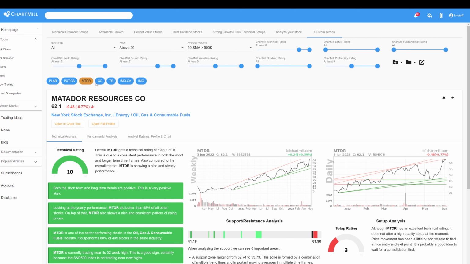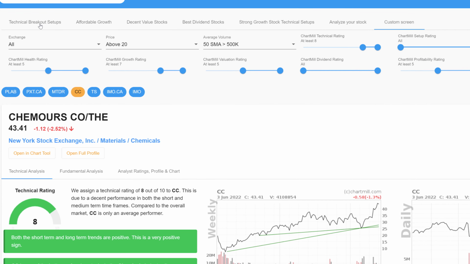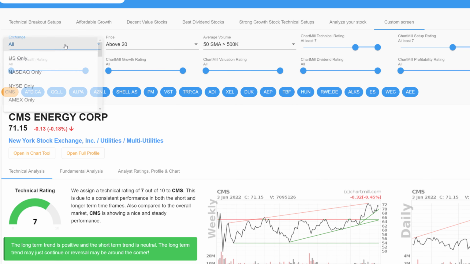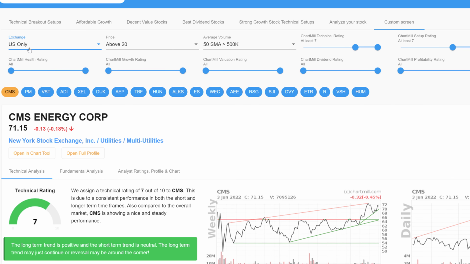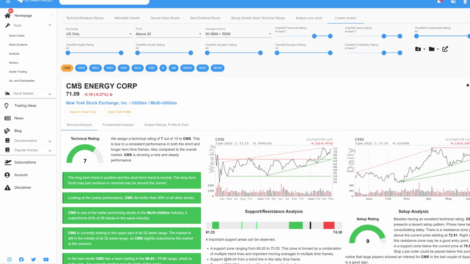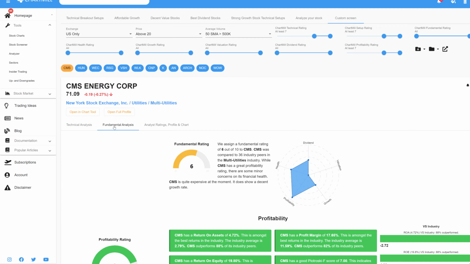Or you may start with the technical breakout setups where you specify via the custom screen that you only want US companies with decent profits. Select US only, and for the profitability rating set a score to 7 out of 10. And every ticker will now only have a technical and setup rating of at least 7 out of 10, but also a specific profitability rating of 7 out of 10.